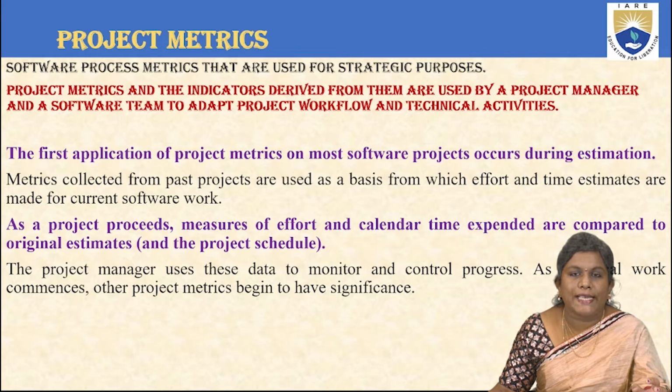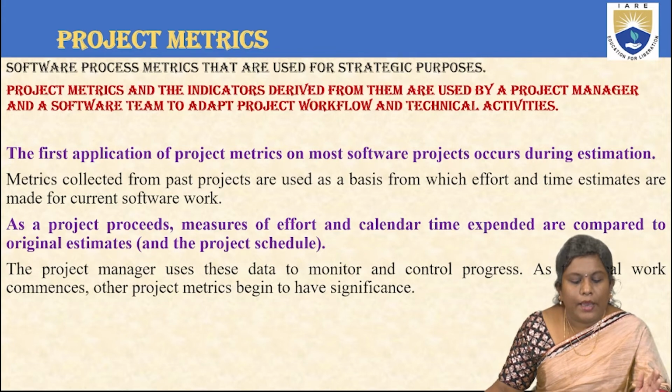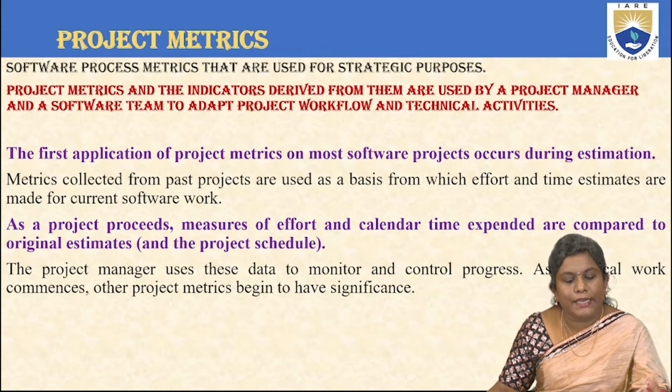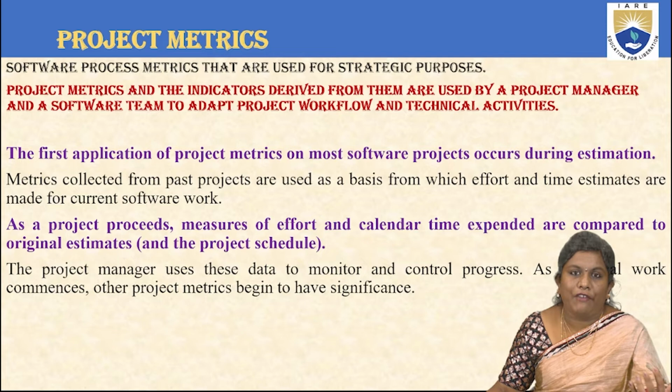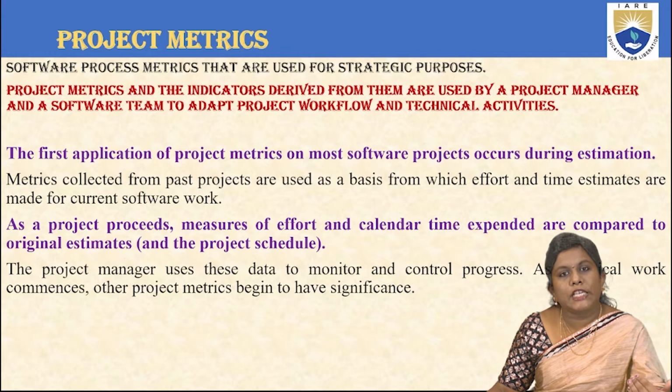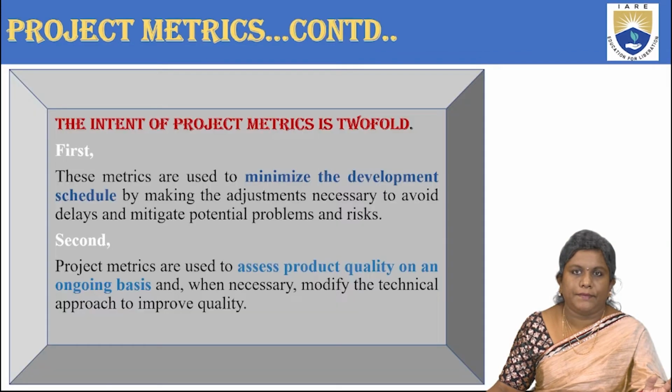So whenever you are initializing an application, the focus or the strategy starts from estimating whatever has been defined. Next, whatever metrics have been collected from past projects act as a basis for the effort that is put in and the time that has been considered, right? As we proceed through our project, the measures of effort and calendar time, in short the time that has been noted, are compared with the existing ones or with the original estimates. And finally, all this is focused on by a project manager who tries to monitor and control the progress, right?